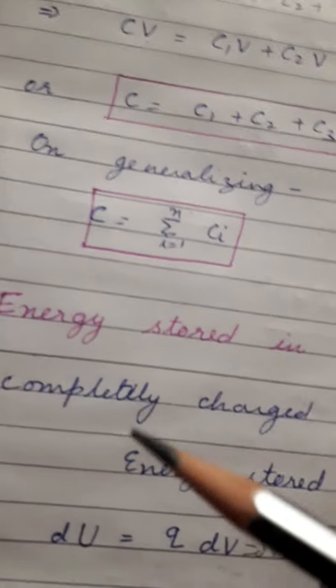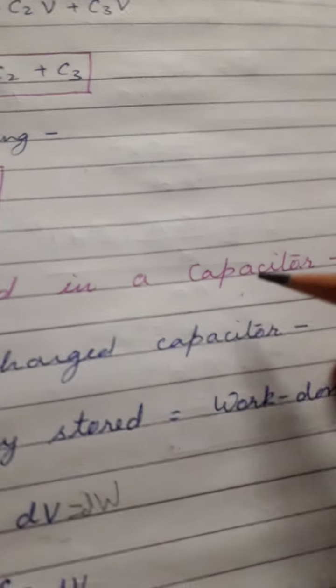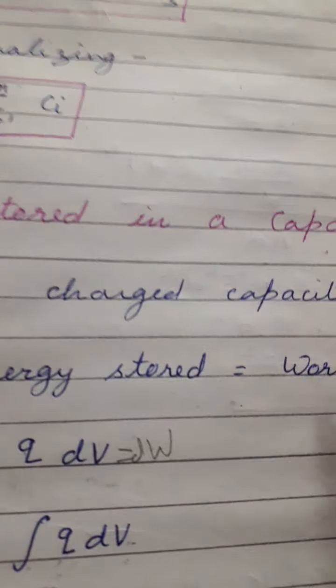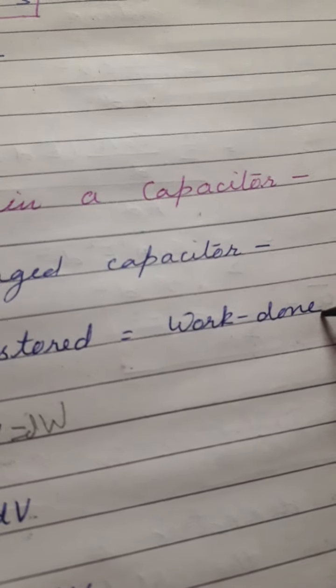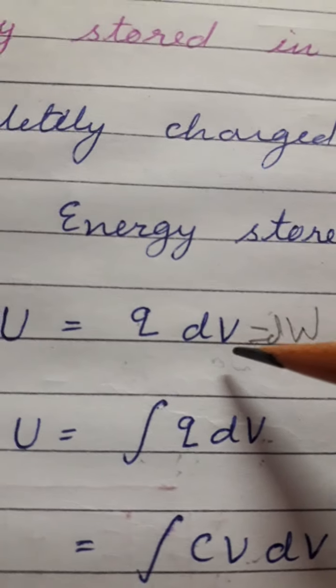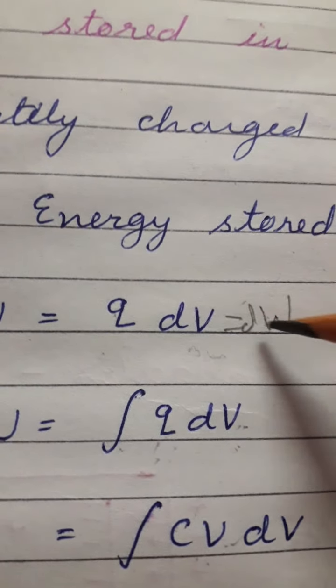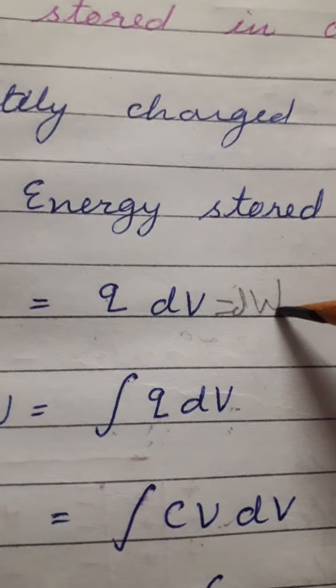Yes, this is the derivation for the energy stored in a capacitor. Normally we know the energy stored is always equal to work done. So we can start from the formula, that means energy stored will be equal to Q dV, because Q dV represents the work done. So to determine the value of energy, we can integrate the right side here.